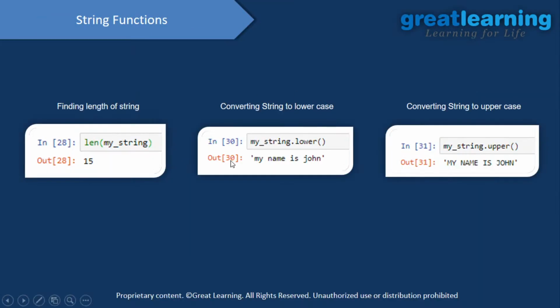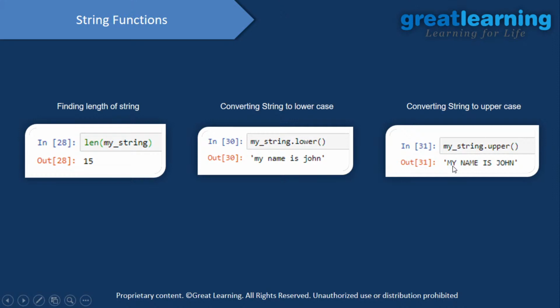Now let's also go ahead and look at some basic string functions. Let's say I want to find out the length of the string, then I have this len method. Inside the len method, I just have to pass in the string which I have created. If I pass in my_string, it will give the length of the string. Similarly, if I want to convert the entire string into lowercase, I can use the dot lower method. First I use the name of the string and then dot lower, and that will convert the entire string to lowercase.